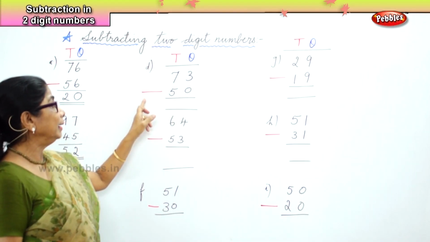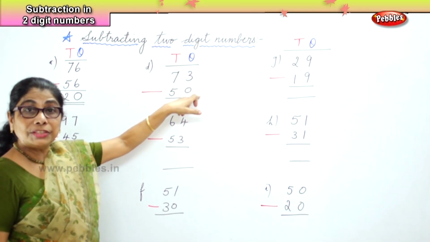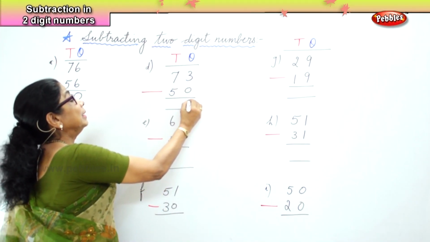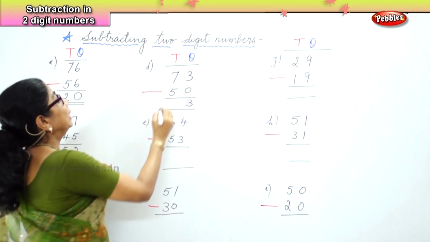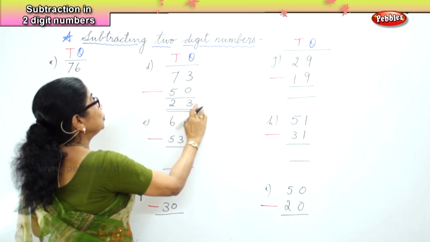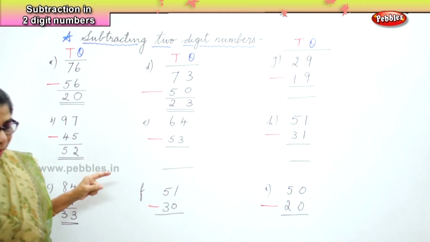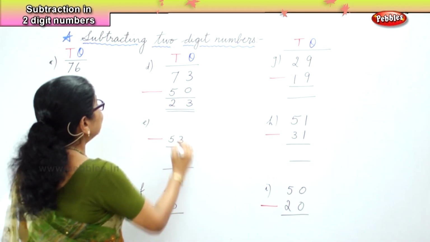73 minus 50. In the ones place you have 3. 3 take away 0 is 3 itself. 7 take away 5 is 2. So you got 23.